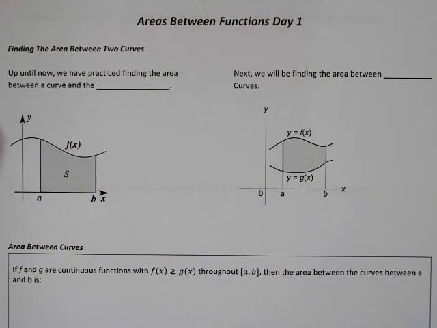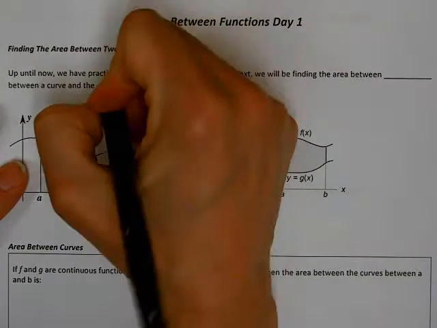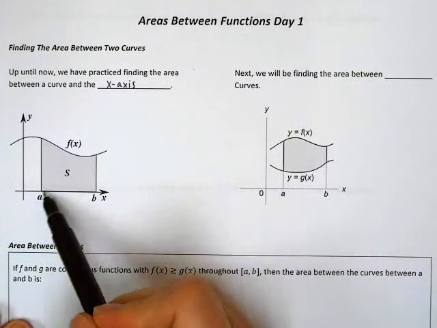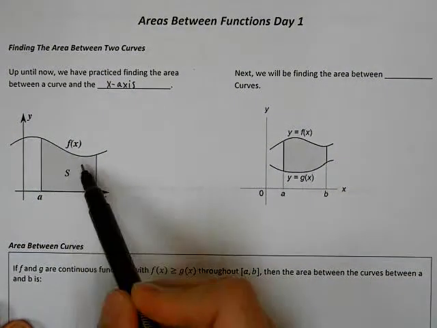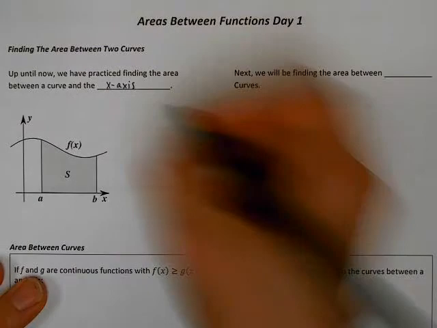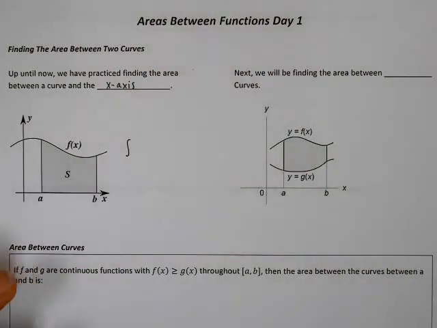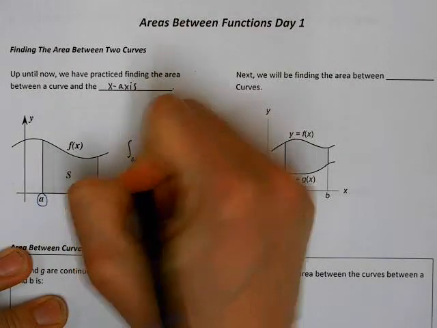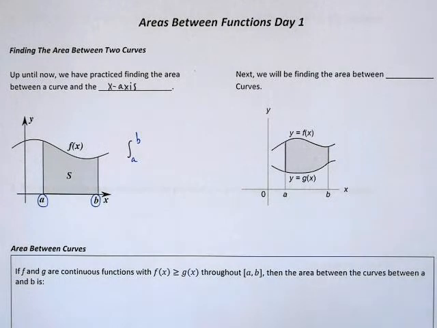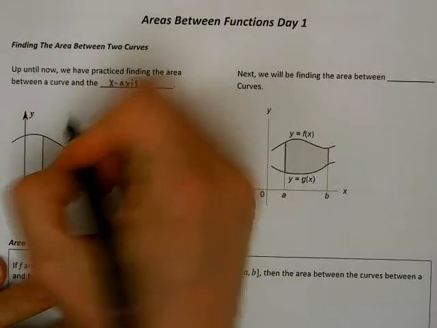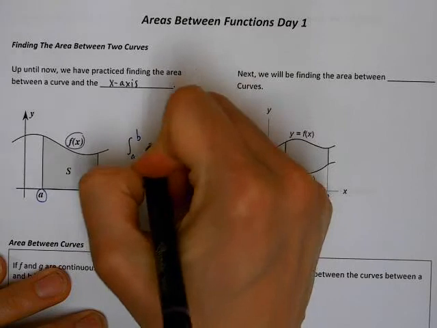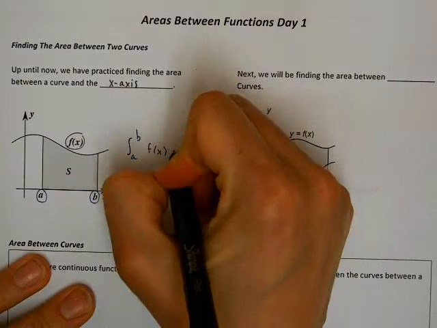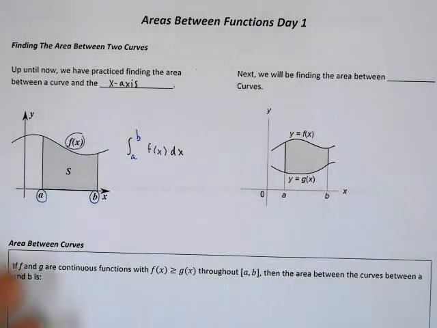Up until now we've practiced finding the area between a curve and the x-axis. So if I wanted to find this area between a and b under the curve f of x, we know we would take the integral. Our bounds, our limits of integration would come from here, so it would be the integral from a to b, and then we would integrate our curve f of x. And of course we'd have our dx at the end. So that's something we already know how to do.